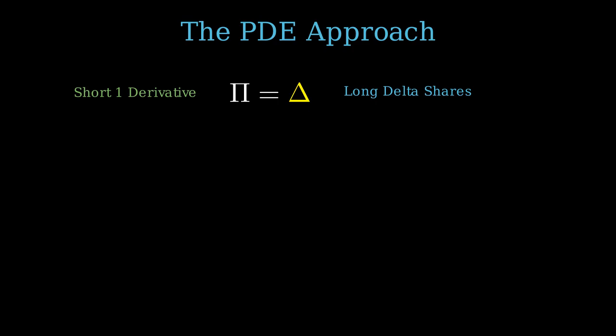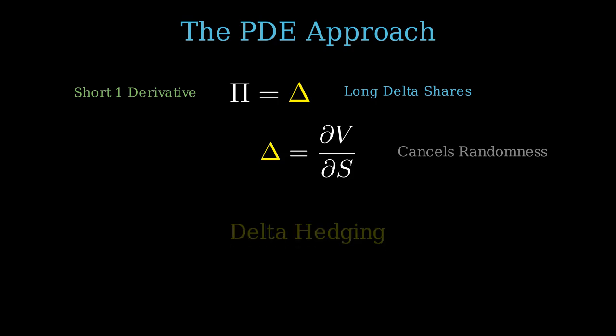The true elegance of the Black Scholes model lies in the PDE approach, which relies on the concept of a risk-free portfolio. Imagine we create a portfolio by selling one derivative and buying a specific number of shares, often called the delta. By choosing the number of shares to be the partial derivative of the option price with respect to the share price, we can actually cancel out the randomness from the Brownian motion. This process is known as delta hedging.